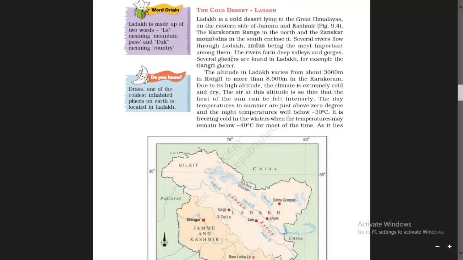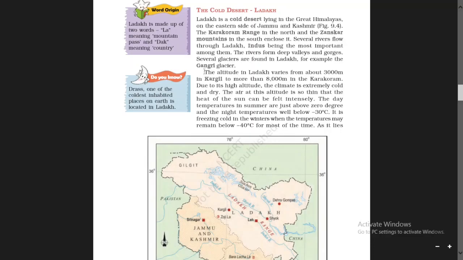Several glaciers are found in Ladakh, for example, the Gangri Glacier. So, many glaciers, rivers of ice, are found in Ladakh. As an example, Gangri Glacier. Gangri means one of the primary sources of Ganga.